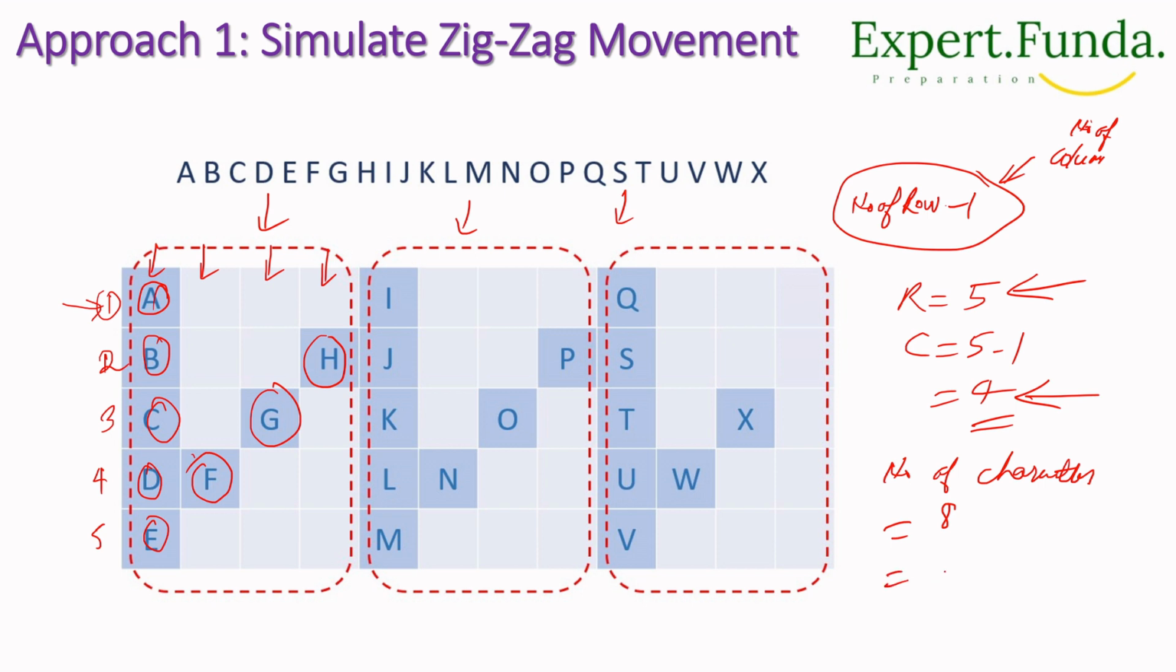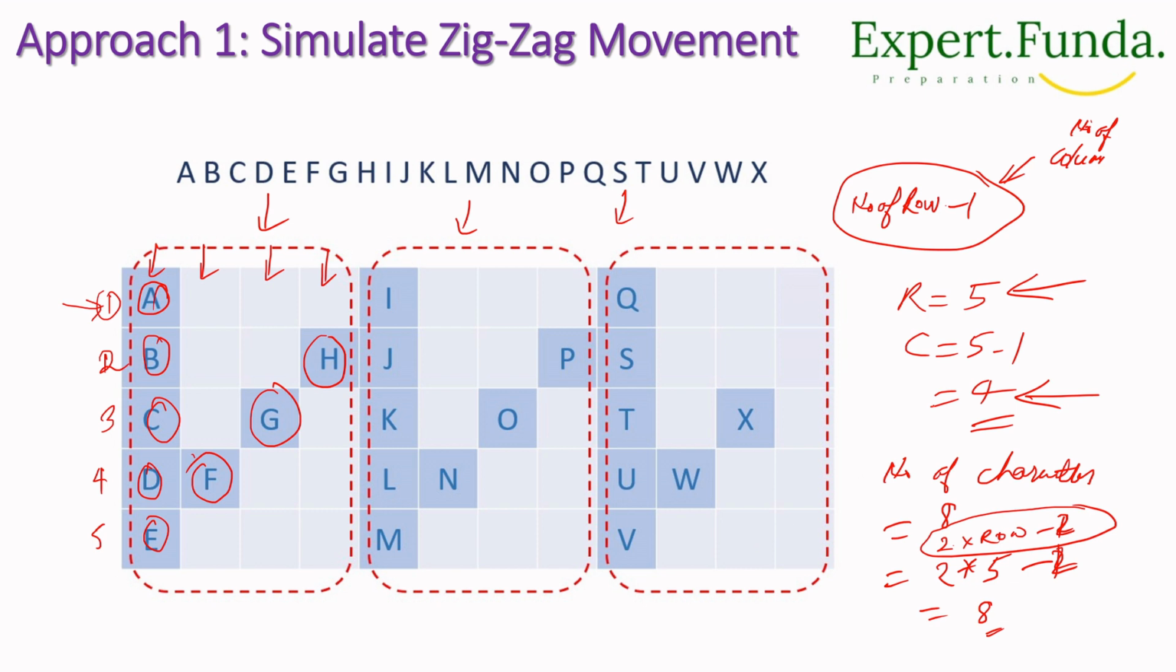So there is a formula. You can take 2 into row, which is 5, and then minus 2 characters, that comes to 8, right? 10 minus 2 is 8 characters. And this formula is nothing but 2 into row minus 2 characters for each section. I think you have understood this one, right?